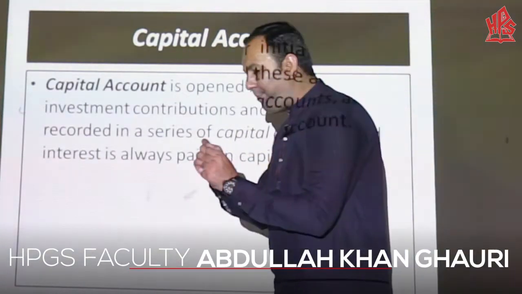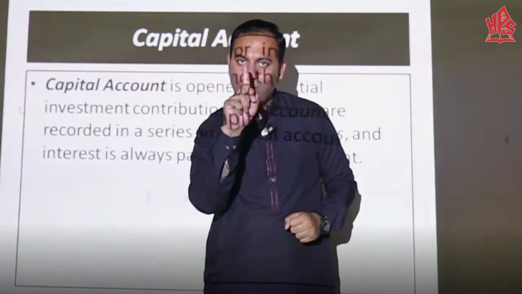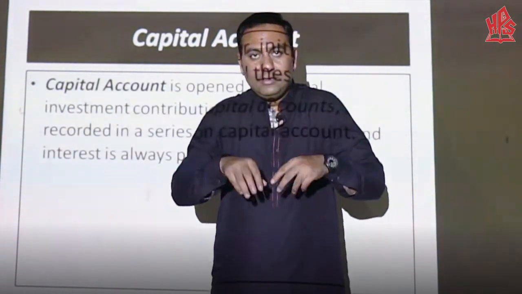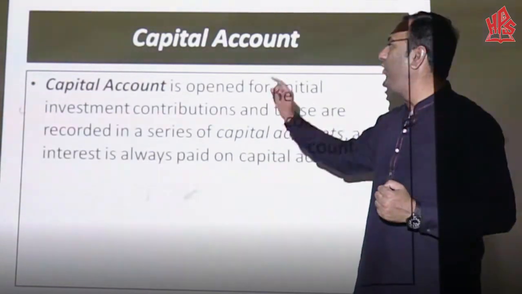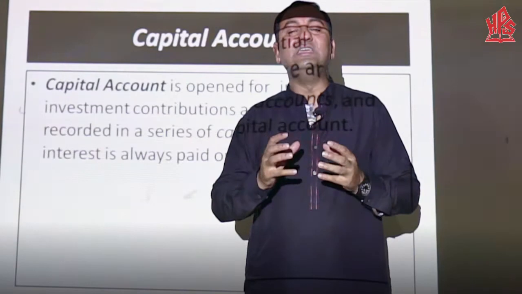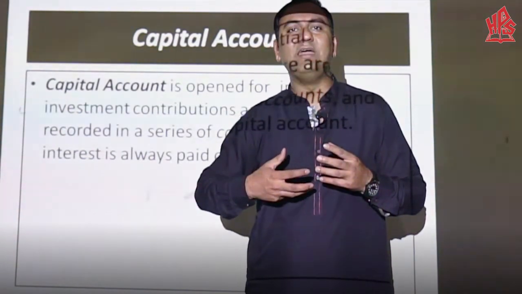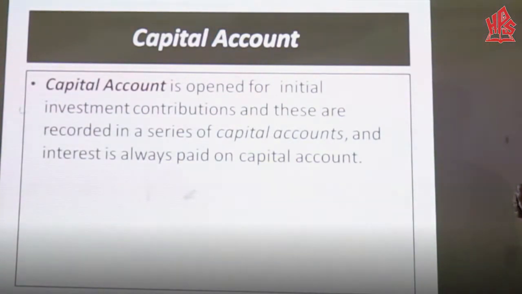We know that in partnership there are two types of capital account, while in sole trader there is only one capital account. The two types of capital account in partnership: one is the capital account. This capital account is formed for the initial investment made by each partner. The capital account is opened for the initial investment contribution, and these are recorded in a series of capital accounts, and interest is always paid on the capital account.